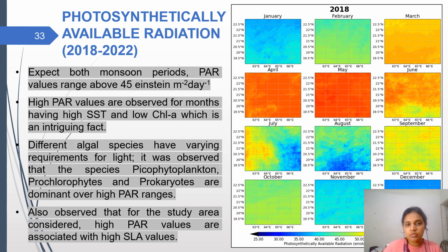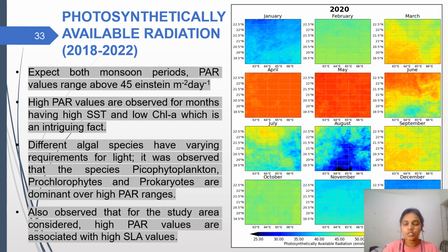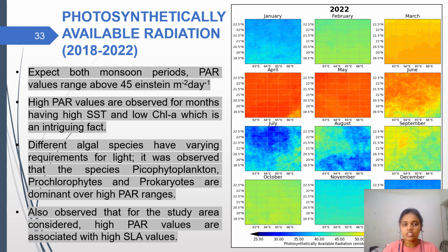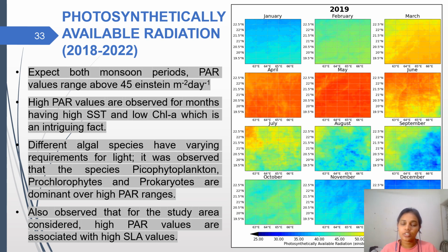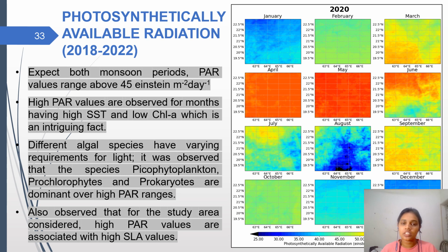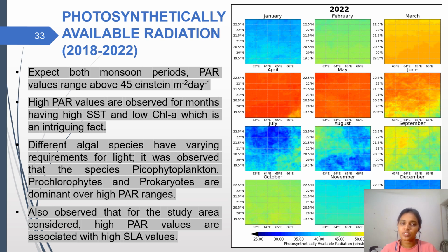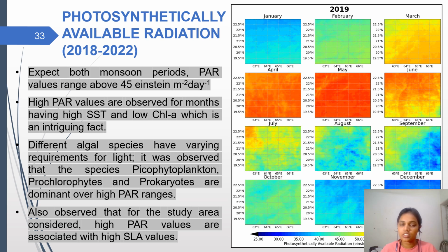So the last parameter considered was photosynthetically available or active radiation. So these are the monthly analyses for the considered years, and it was well depicted over the range of 25 to 45 Einstein per meter square per day, and except for the monsoon period, our values ranged above 45 Einstein per meter square per day.